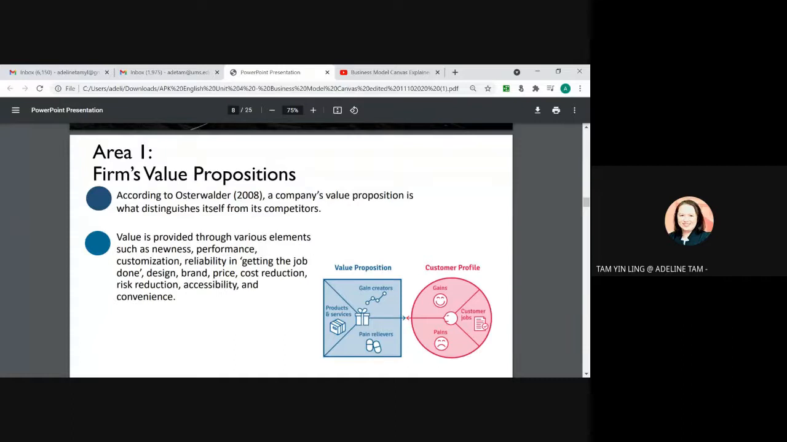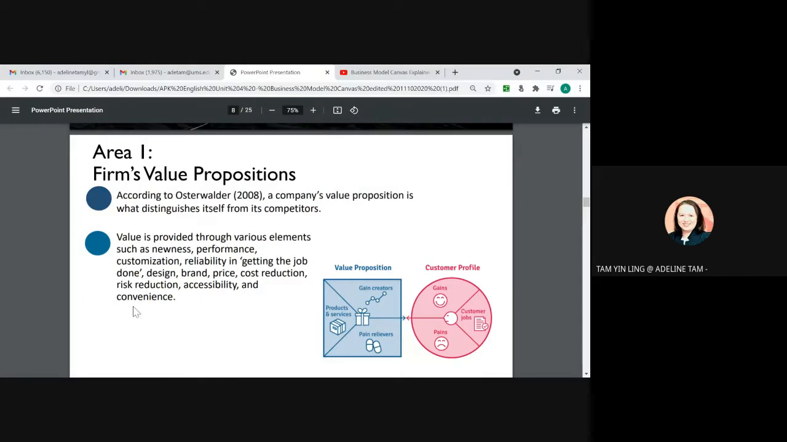It can be something very new, like a new handphone with new function, performance, or customized. The product is specially made for a customer. Reliability, meaning that you can trust a very good product. It will not break down. Sometimes you want to call, suddenly your handphone cannot work. This is not good. We need a product which is reliable. The design, the brand, the price, the cost reduction or risk reduction, reducing the risk of using another product. Accessibility. Sometimes people come to your restaurant because it's nearer to their house. That is the only reason. So accessibility also is a value, satu nilai.